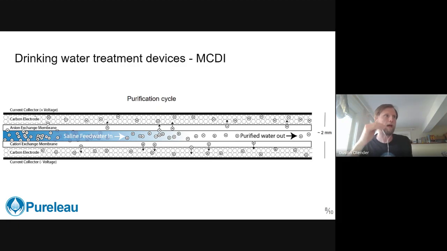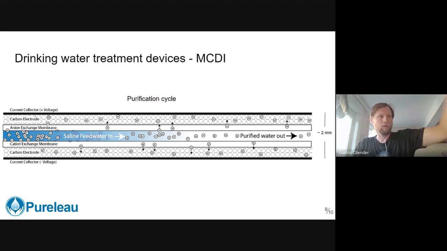And then you've got this stack starting with what we call the current collector on the top, which is something like graphfoil. You've got your carbon electrode, then you've got your anion exchange membrane, your flow channel, and sort of the opposite on the way out. So this is showing the purification cycle. So really saline water and all your ions on the left, and pretty pure water on the way out.